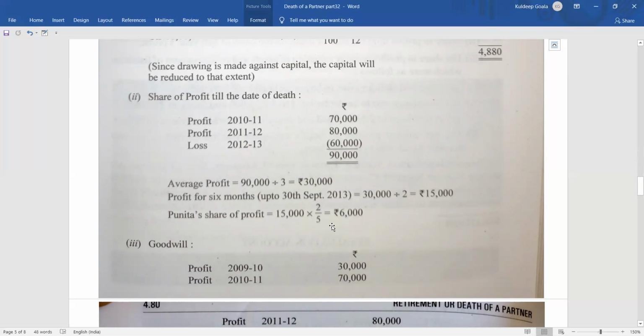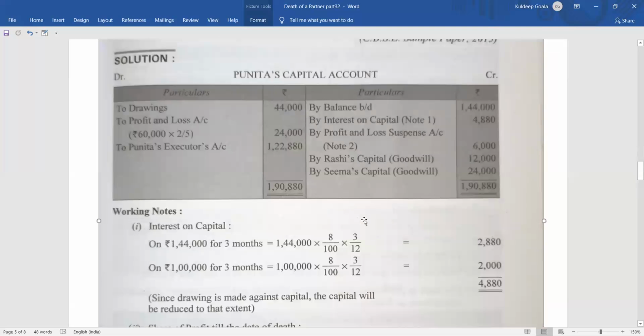Both are correct. Okay, 30,000 into 2 by 5 into 6 by 12. That is 2 by 5 is Punita's share and 6 by 12 for the 6 months. Right, it is coming 6,000. Clear? Okay, so Punita's share of profit will be 6,000. Now let's go for the goodwill.